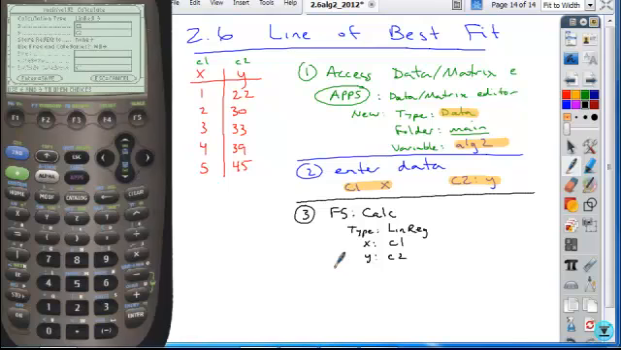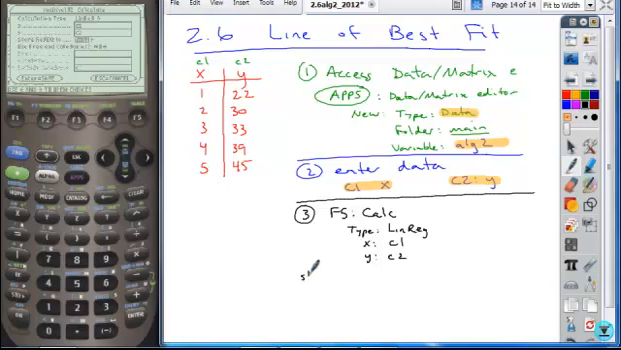Now the next thing it asks is, do you want to store the regression equation? Okay. What this means is, do you want the calculator to save it in the Y editor? And we do. That way you can reference it or use it later on. So we are going to select one of these. I'm going to select Y1 of X to start with.